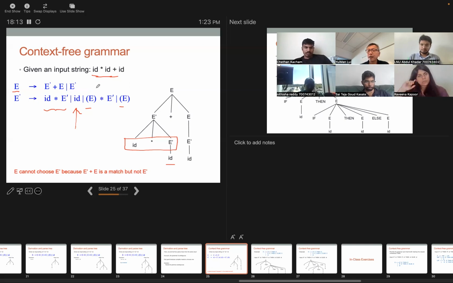Okay. So now we're going to E prime. So which one's going to match ID? It's the second choice, ID. So this is the ID. So ID times ID plus ID, which matches our input. Not only does it match our input, but when we're making our derivations, we don't have any other choices. That means it is not going to generate another parse tree. This is the only parse tree because this is the only option we have.